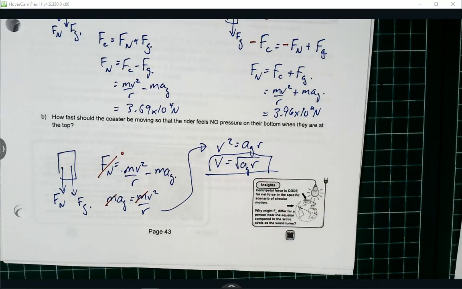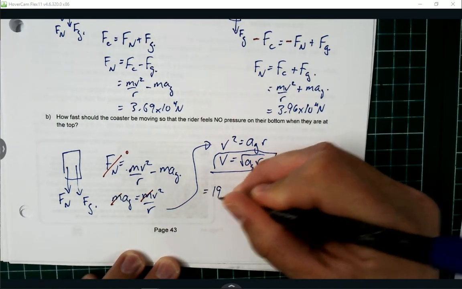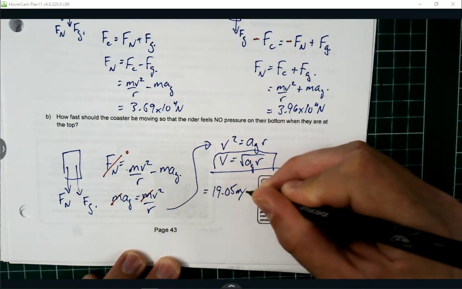That's nice, right? So I'm trying to tie this stuff to engineering that people might want to do, whether it's amusement parks or roads. You guys can plug in the numbers. The answer does end up being 19.05 meters per second based on our givens though, okay?